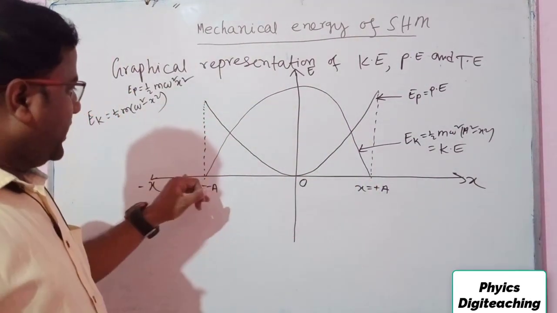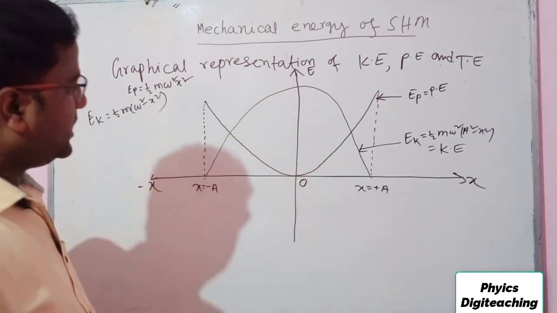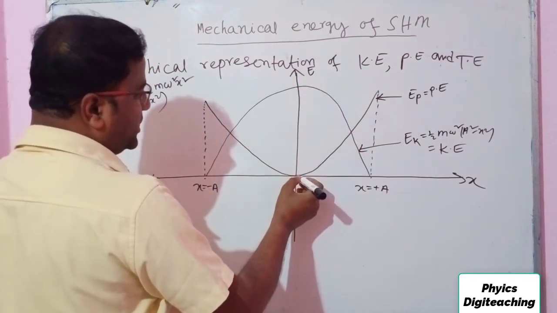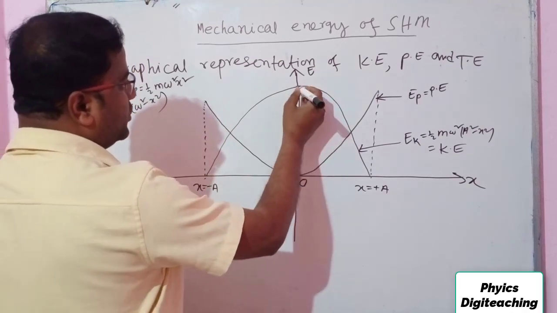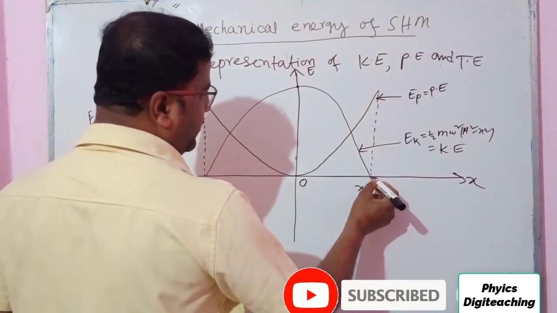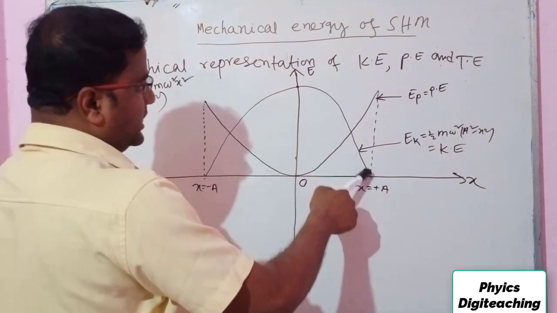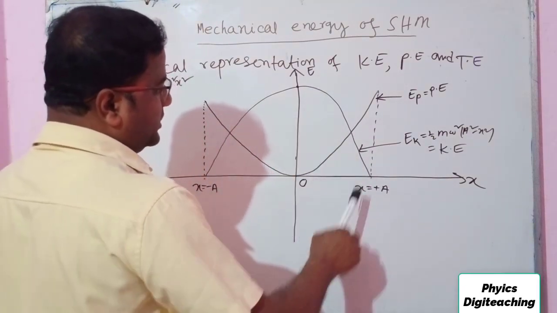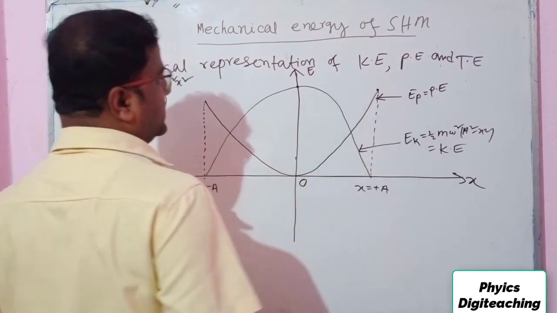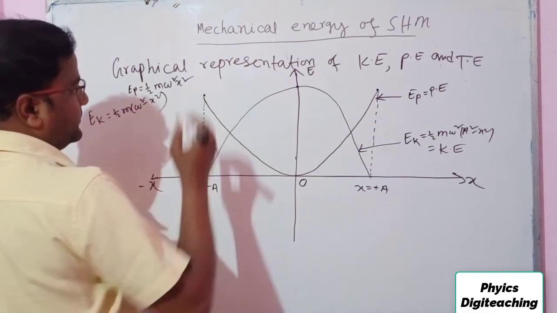At any point, if we add potential and kinetic energy, we get the total energy graph. At the origin, all the energy is kinetic. Here the potential energy is 0, and then the total energy is this. And at any extreme point x equal to plus a, the position of amplitude, we will see that the kinetic energy is 0 and the total energy is potential. Here the total energy is kinetic plus potential, and here also the total energy.